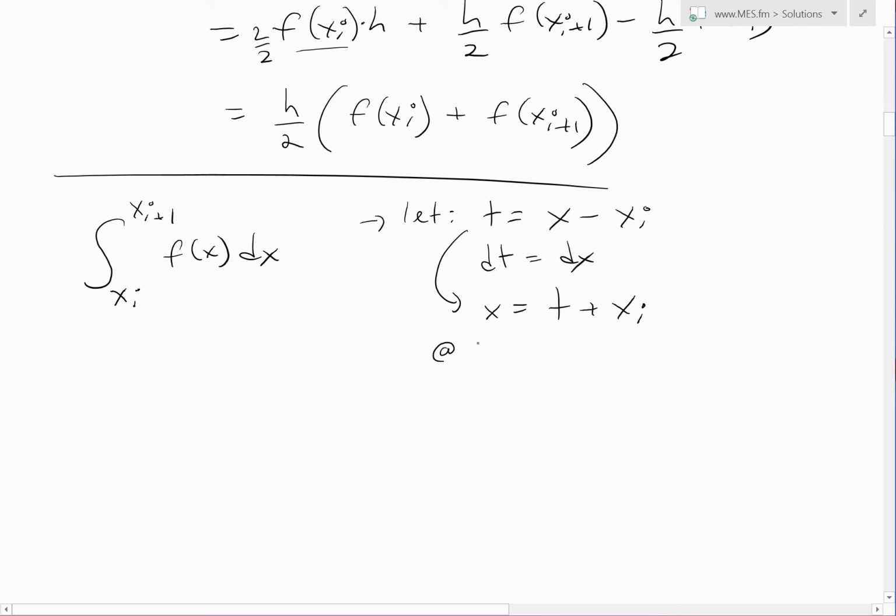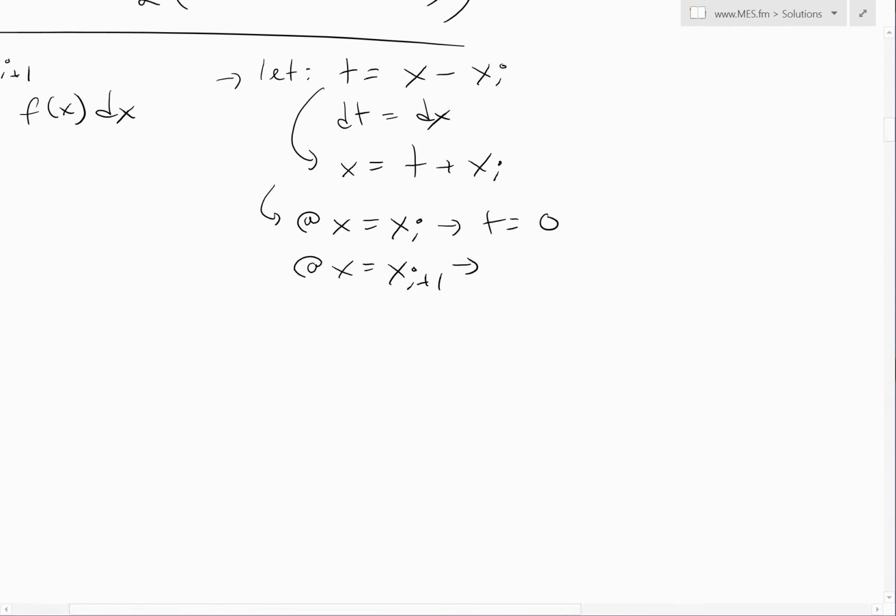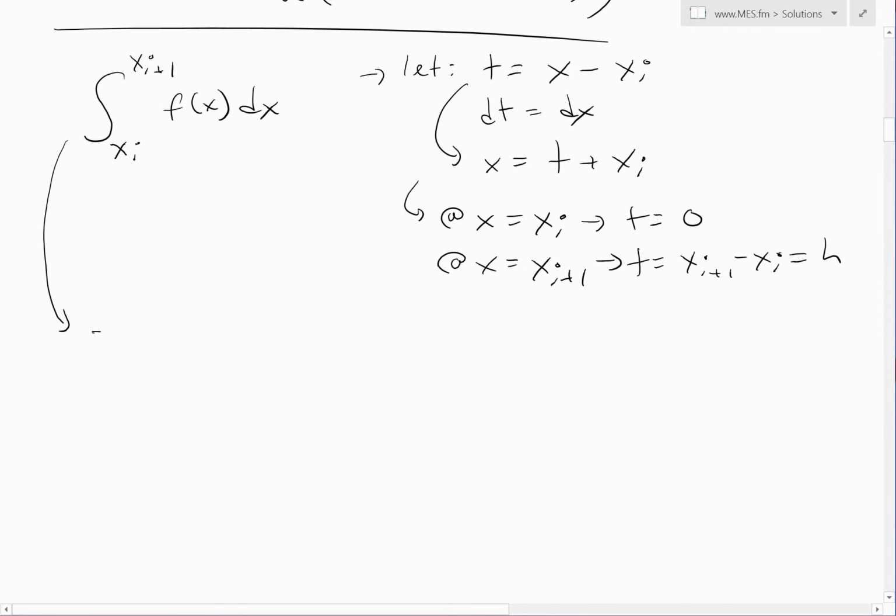So when x is equal to x_i, t equals 0. And at x equals x_{i+1}, for the upper and lower bounds, t equals x_{i+1} minus x_i, which equals our delta x, or our h. So we could write this as the integral from 0 to h of f of t plus x_i, dt.